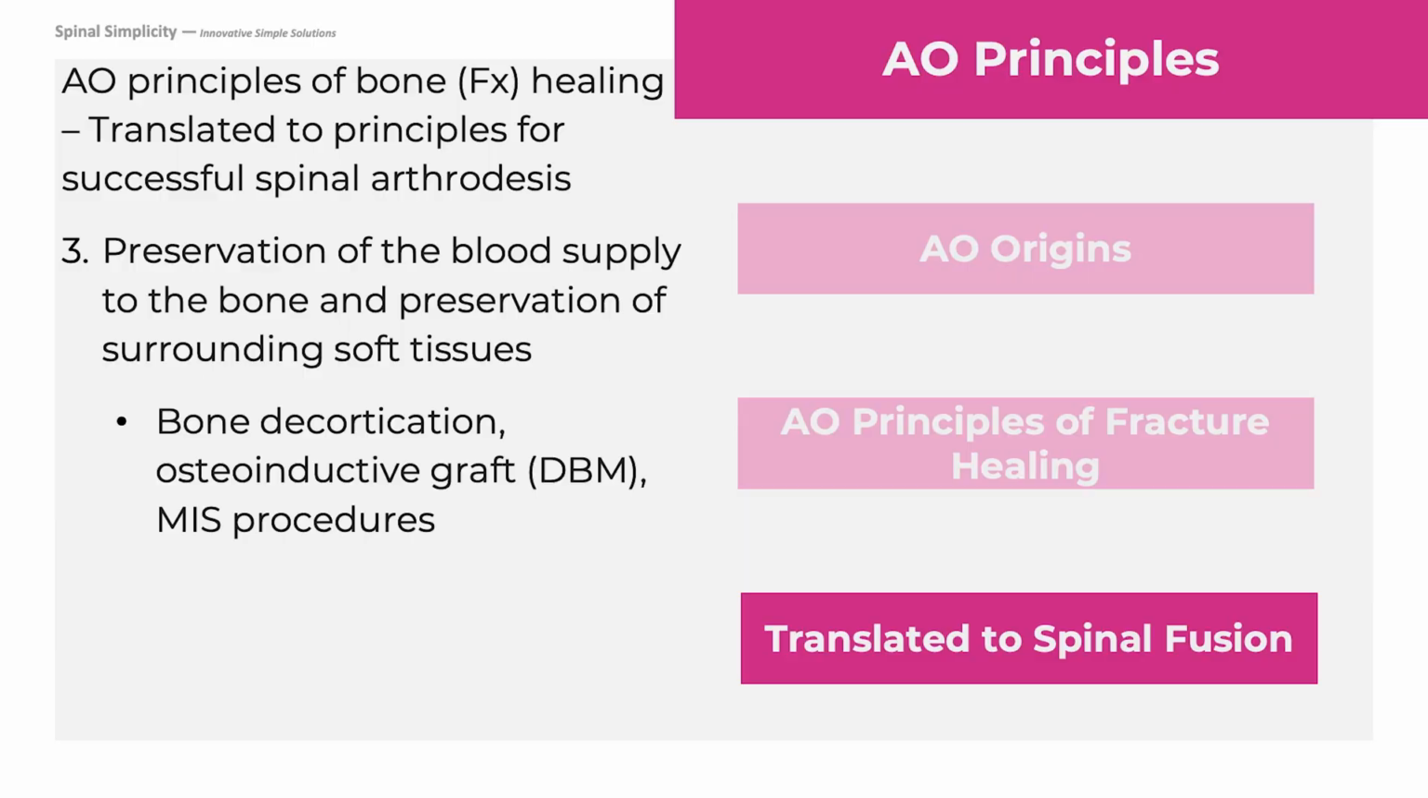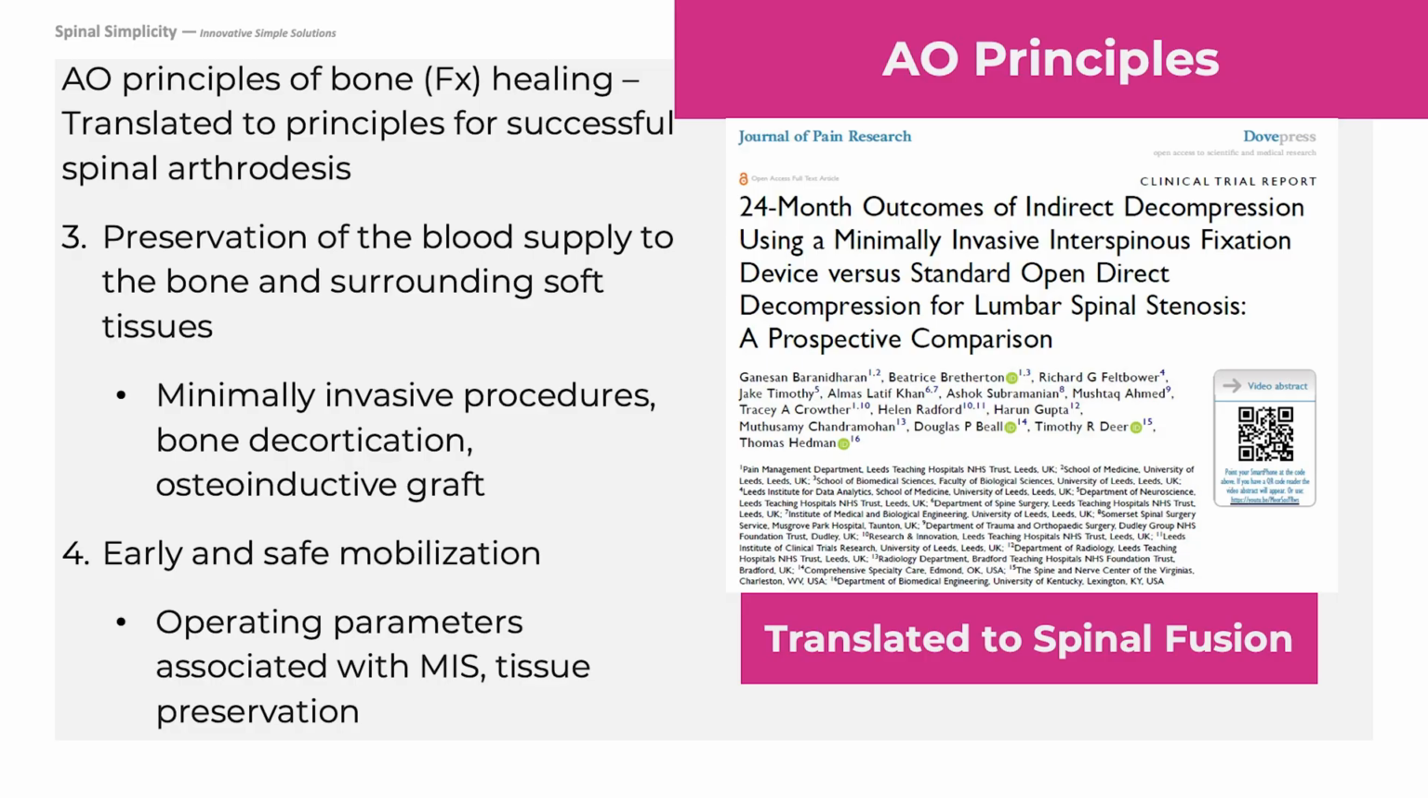All right, AO principle number 3, preservation of the blood supply to the bone and preservation of surrounding soft tissues. Again, this is a principle that is well understood. Bone decortication, getting that bleeding bone, the use of osteoinductive grafts like demineralized bone matrix, the use of MIS procedures can all be useful in protecting and preserving surrounding soft tissues, and making sure that we get the blood to the bone that we require. And then AO principle number 4, which they found to be critically important: early and safe mobilization, and you're certainly going to achieve that with MIS operating characteristics, the tissue preservation of minimally invasive techniques.